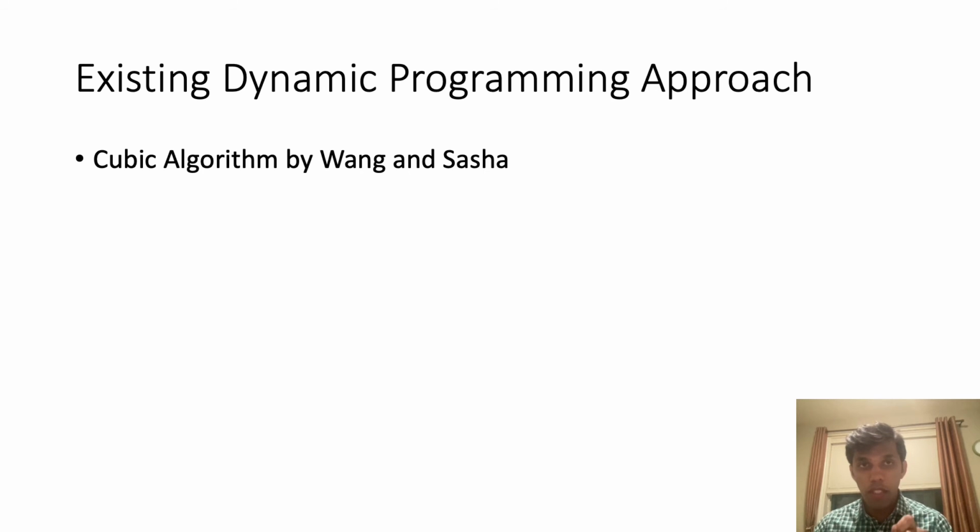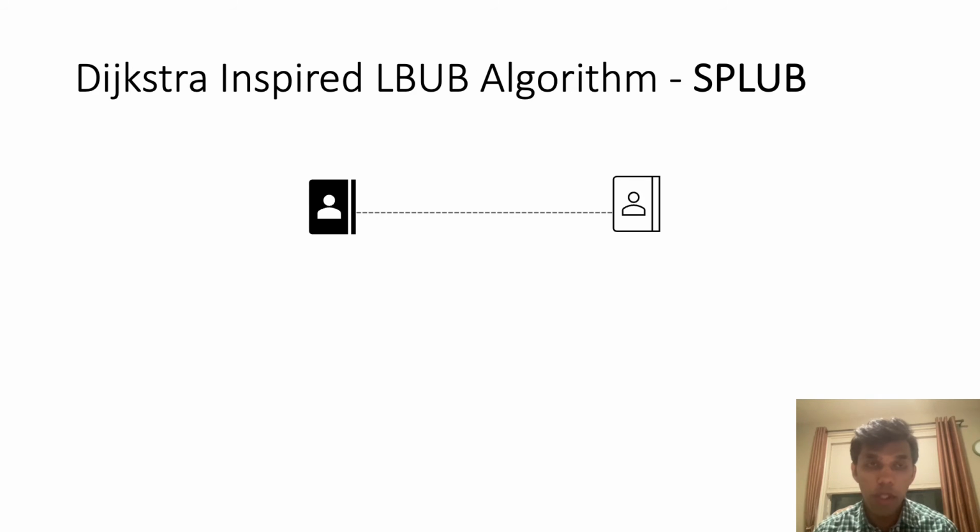There is an existing dynamic programming approach by Wong and Sasha, which is a cubic algorithm. But we introduce a new solution framework inspired by Dijkstra's shortest path algorithm, titled SPLUB, the shortest path lower upper bound algorithm. Imagine you do not know the distance between two convex cuts that you see, and you need to find the lower bound and upper bound of the distance between them.